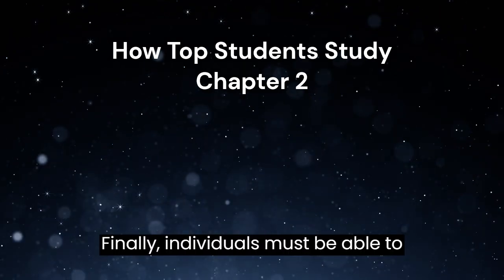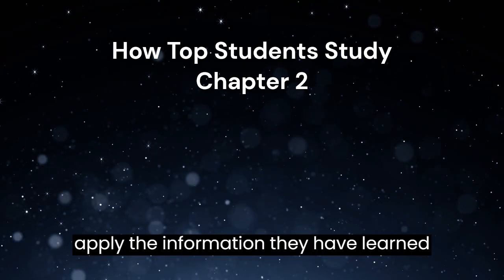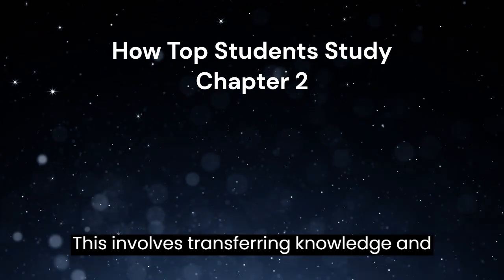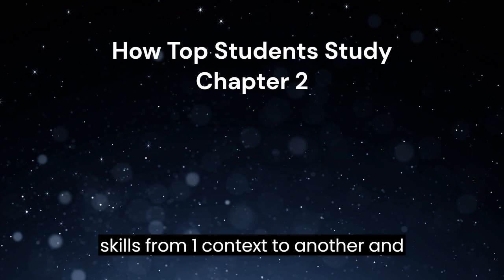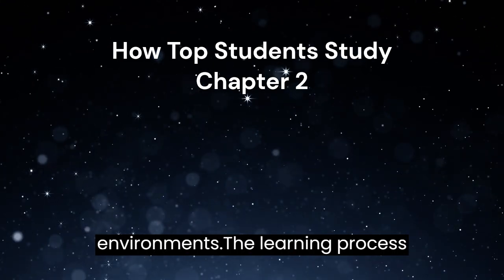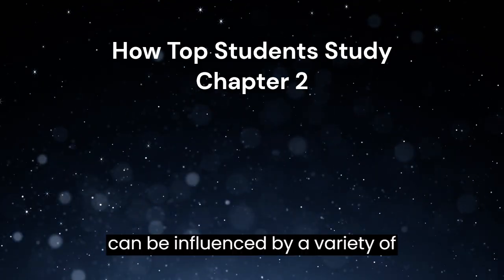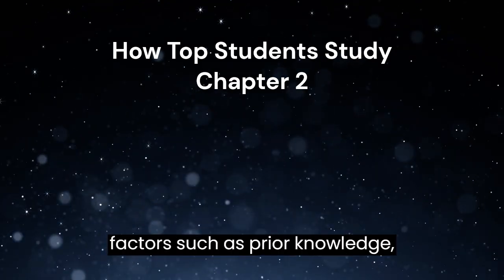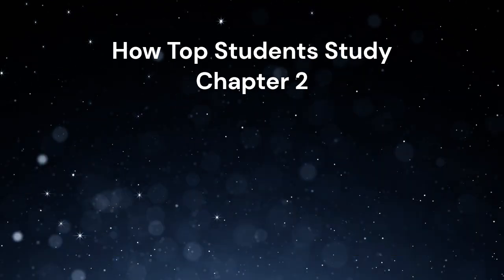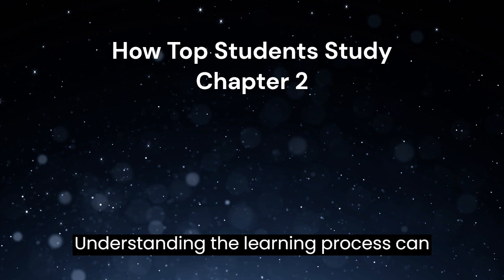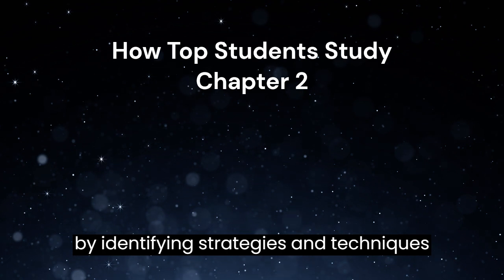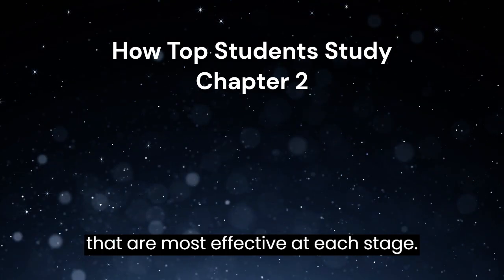Application. Finally, individuals must be able to apply the information they have learned to real-world situations. This involves transferring knowledge and skills from one context to another, and adapting to new challenges and environments. The learning process can be influenced by a variety of factors, such as prior knowledge, motivation, feedback, and practice. Understanding the learning process can help individuals optimize their learning by identifying strategies and techniques that are most effective at each stage.